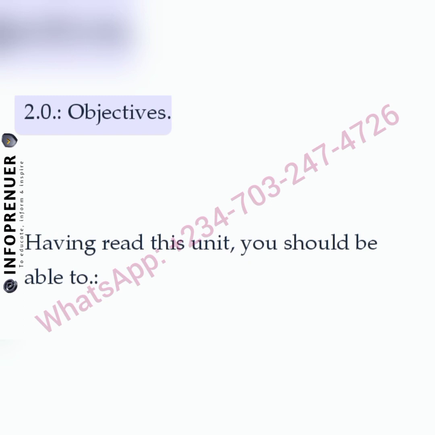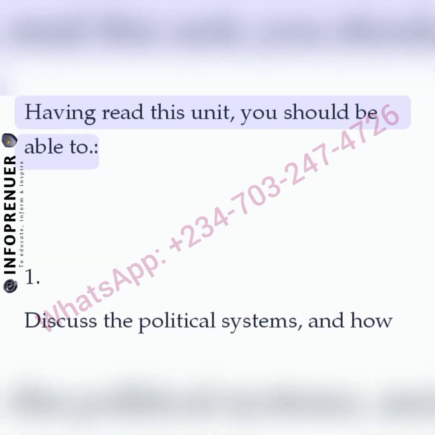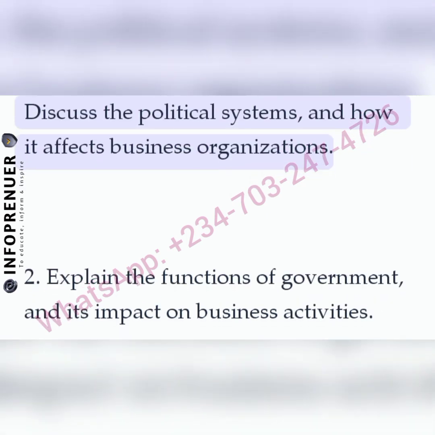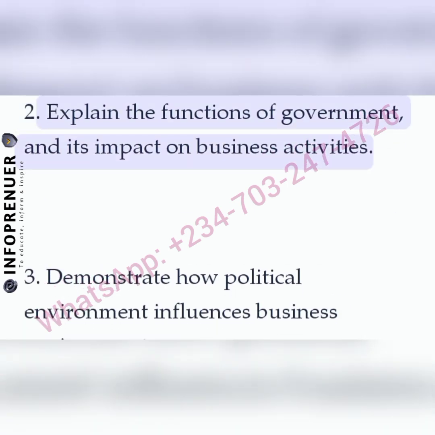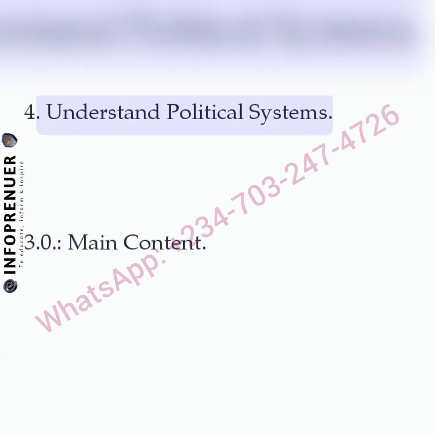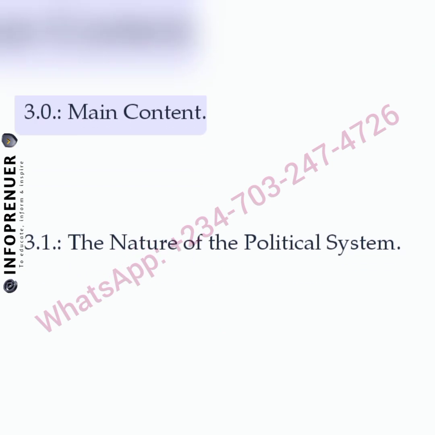2.0, Objectives. Having read this unit, you should be able to: 1. Discuss the political systems, and how they affect business organizations. 2. Explain the functions of government, and its impact on business activities. 3. Demonstrate how the political environment influences the business environment. 4. Understand political systems.